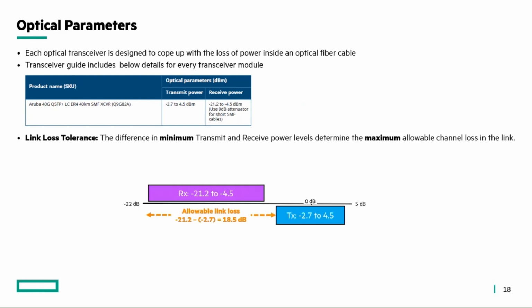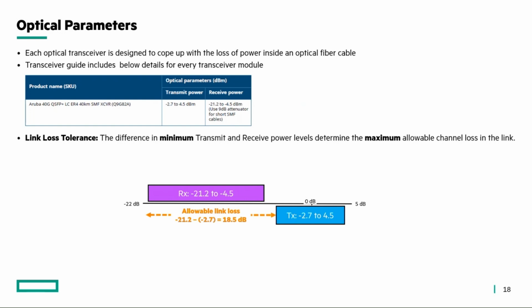First is the link loss tolerance. So what does link loss tolerance mean? Think of it this way: when you are transferring your data from one point to another, the link is supposed to face a certain amount of loss, and power is lost in this transmission media. Even after that loss, when it reaches the other end, it is within the threshold of the receive powers. So link loss tolerance gives you the maximum allowable channel loss that you can go through while transmitting your data from one point to another.